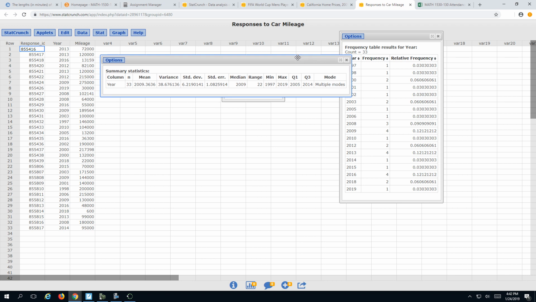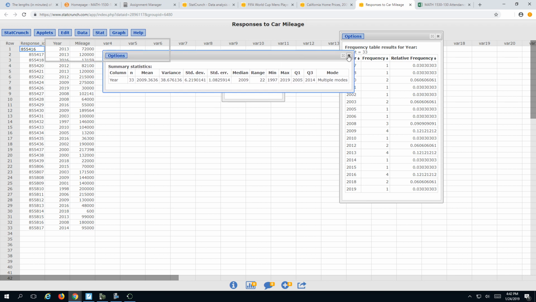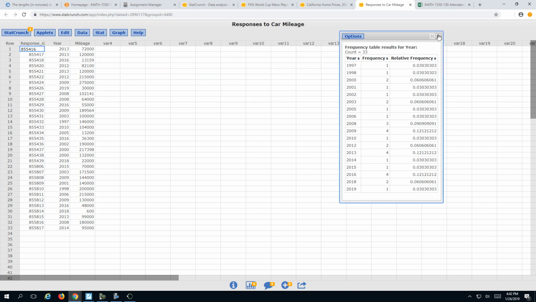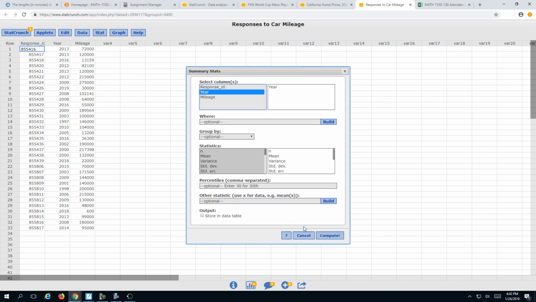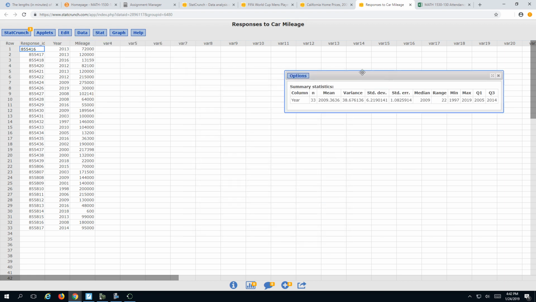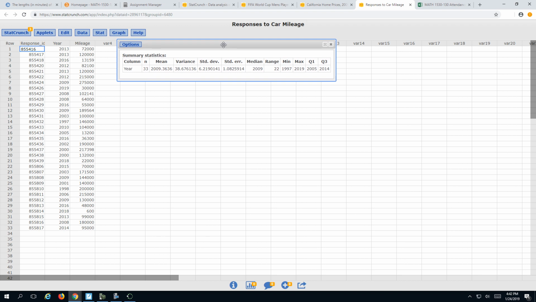So now, the question is, let me get this back up here. My question is, we have these three measures of center. Which one do we use? Which one's better? It depends on your data. Okay? So let's imagine this example.